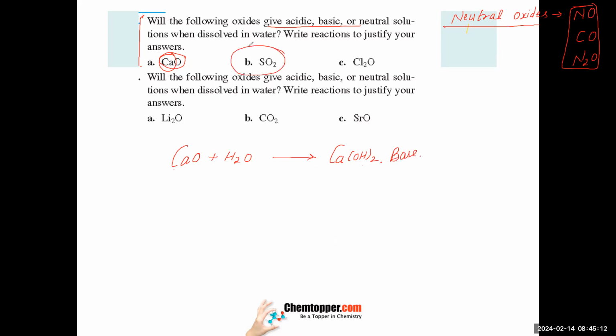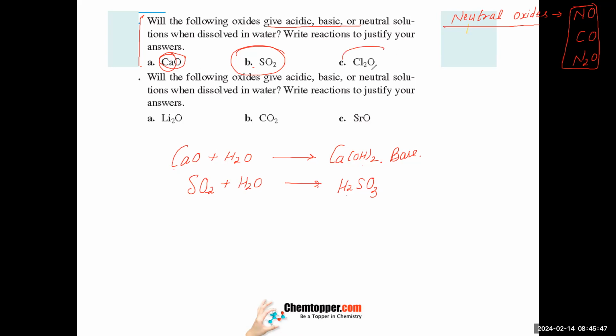SO2, metallic, non-metallic. So when you put non-metallic oxide in water, what are you going to get? Acid or base? What's the formula? Just combine them. Put hydrogen in front. Just combine mathematically. For acids, hydrogen will come in front. Yes, 2 plus 1. Sulfurous acid.